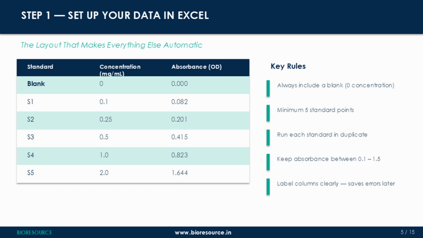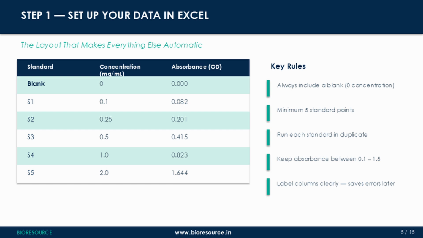First, always include your blank, 0 concentration. This anchors your curve at the origin and gives you a proper intercept. Without it, your entire regression shifts. Second, use a minimum of 5 standard points. 3 points can give you an R-squared of 0.9 completely by chance. Even with noisy data, you need at least 5 to have a statistically meaningful regression.